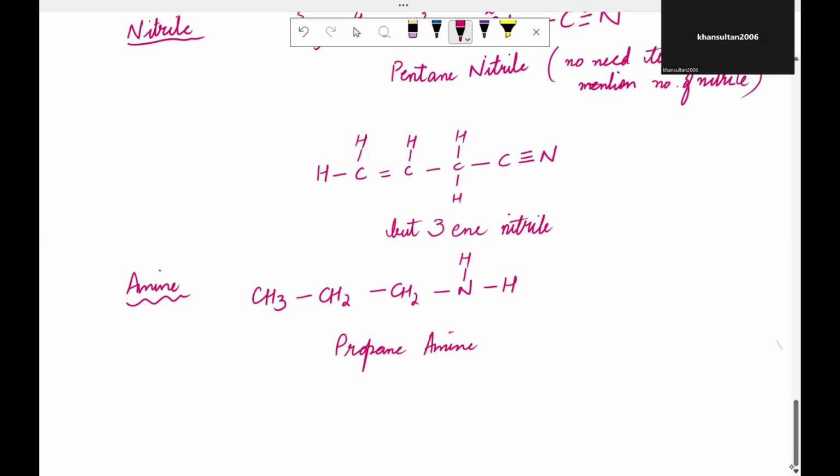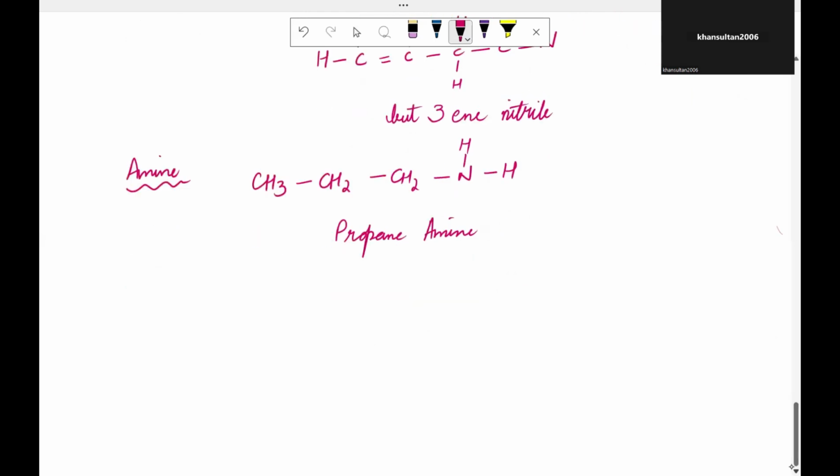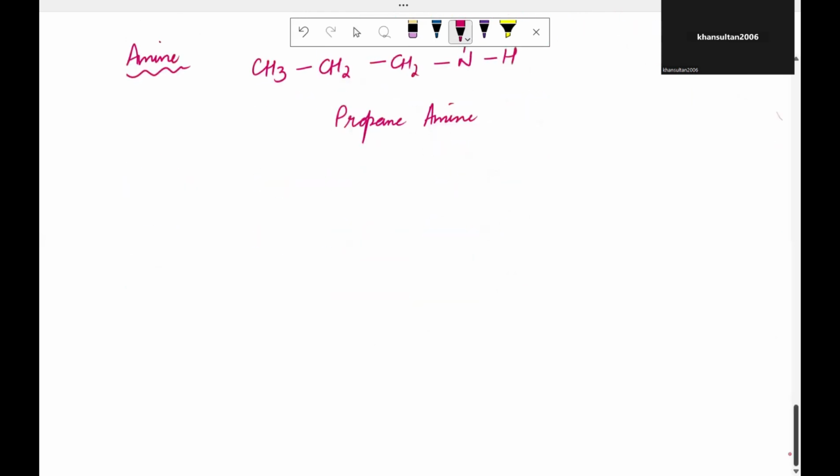Now we have one more question, and you can say the difficult questions are going to start now. That is branched molecules and multiple functional groups.